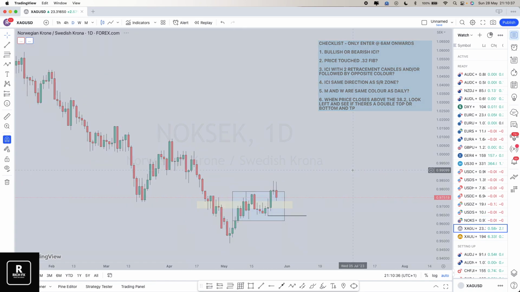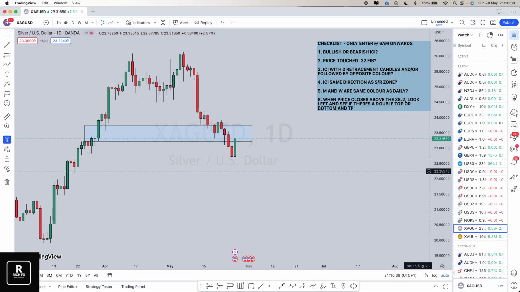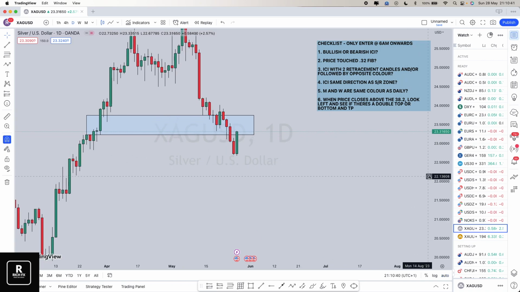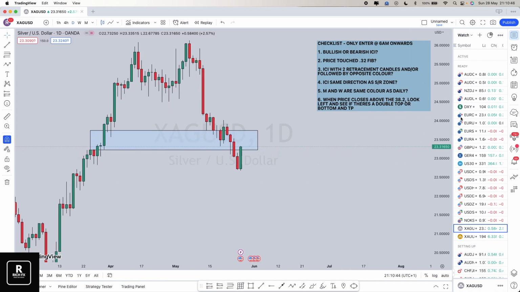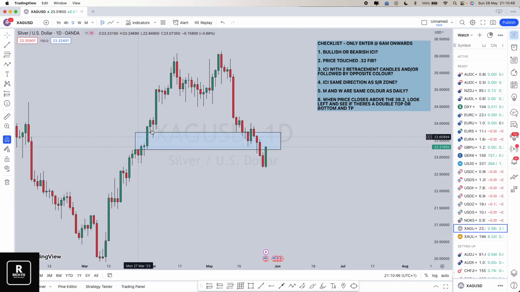All right, next pair is silver, XAG USD, which is silver. Same as gold. It just moves a bit slower. You can see you have your M formation. Literally, I don't even need to draw this out. You can clearly see it. This is your M formation, right?